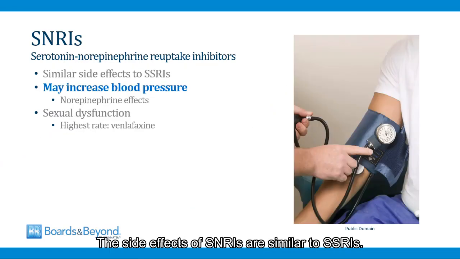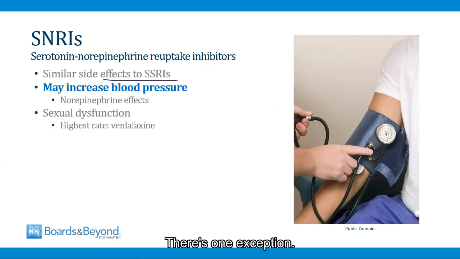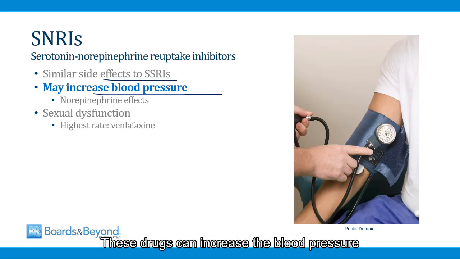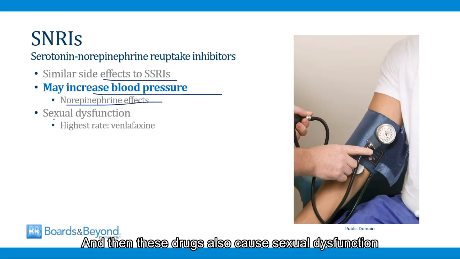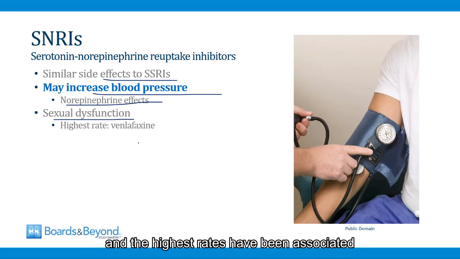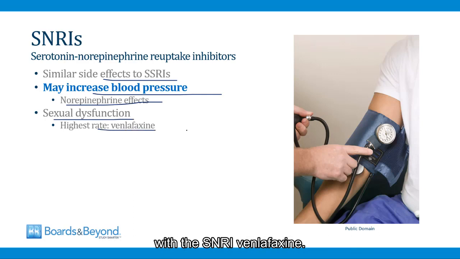The side effects of SNRIs are similar to SSRIs. There's one exception. These drugs can increase the blood pressure, and that's because of the norepinephrine effects. And then these drugs also cause sexual dysfunction, and the highest rates have been associated with the SNRI venlafaxine.